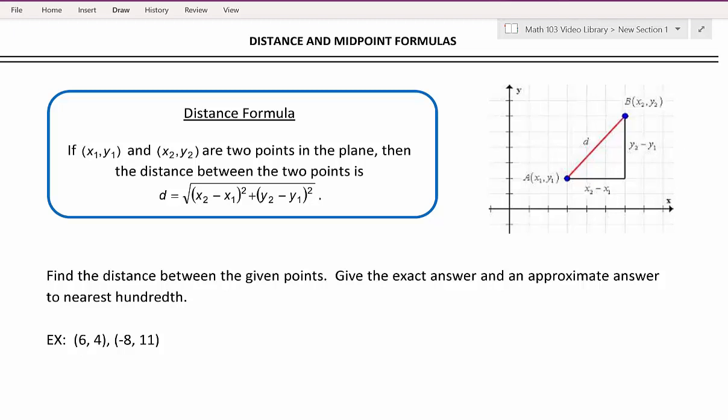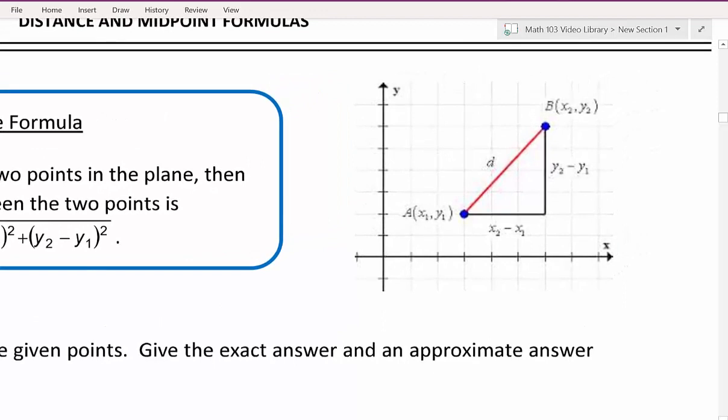This video explains how to find the distance between 2 points on the Cartesian plane and how to find the midpoint of a line segment having endpoints on the Cartesian plane. We'll start with distance. Focusing on the diagram to the right, we have 2 points, x1, y1, and x2, y2, and we want to find the distance between them.